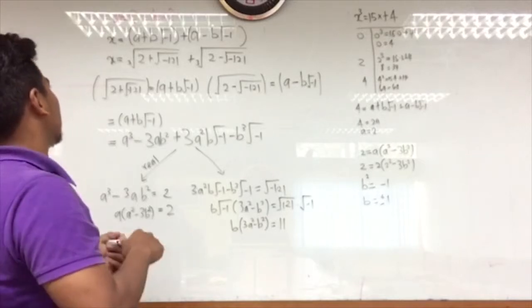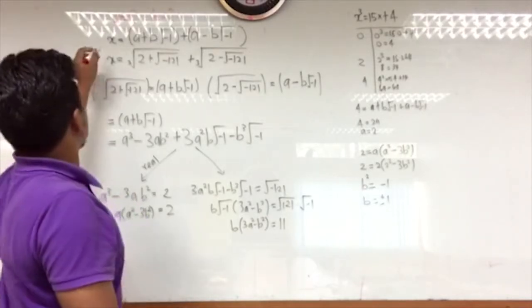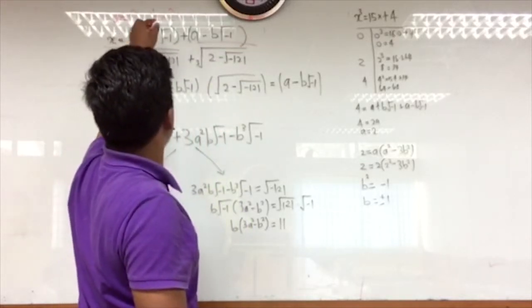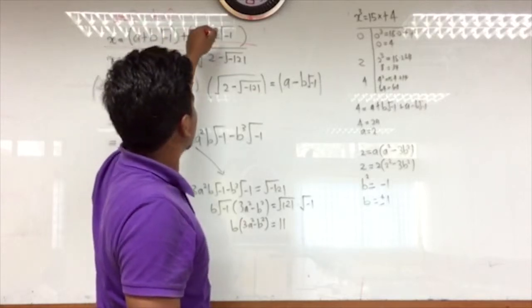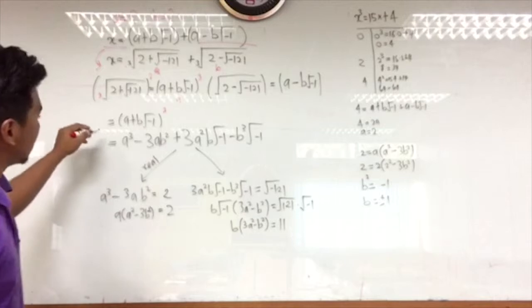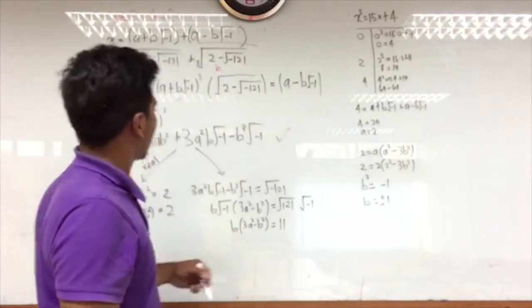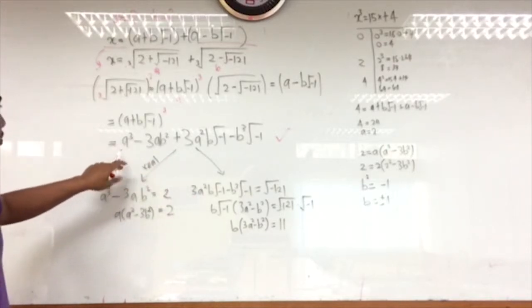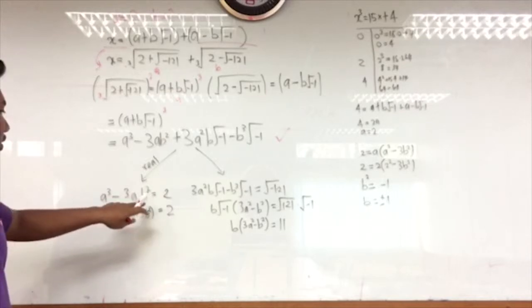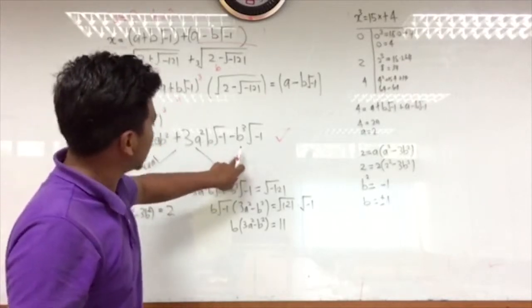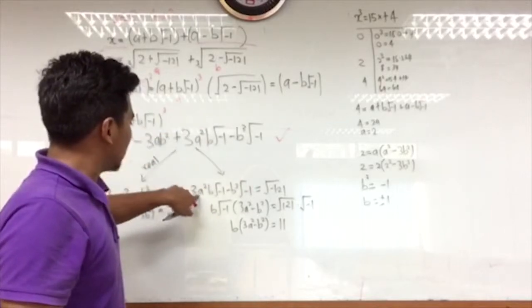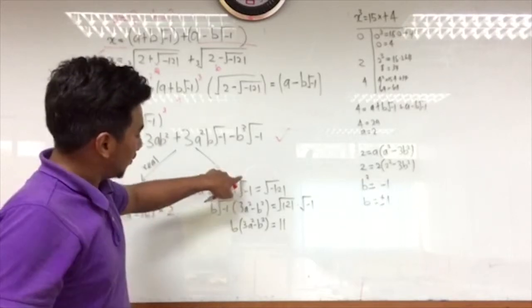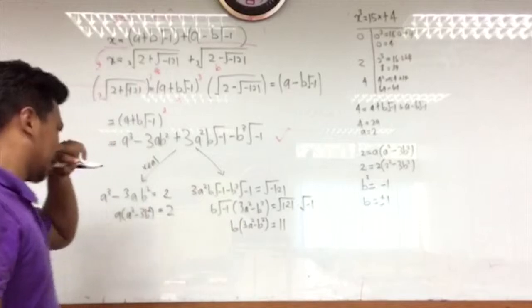Based on the equation that my friend has shown before, this is the equation that I showed in the general formula: x equals (a plus b square root of -1) plus (a minus b square root of -1). And this is the equation that I have expanded. Then I separate it into two parts: the real part, which involves a cubed minus 3ab squared, and the second part, which involves the imaginary number, which is 3a squared b multiplied by square root of -1 minus b to the power of 3 multiplied by square root of -1.